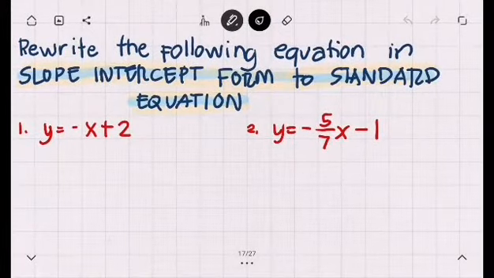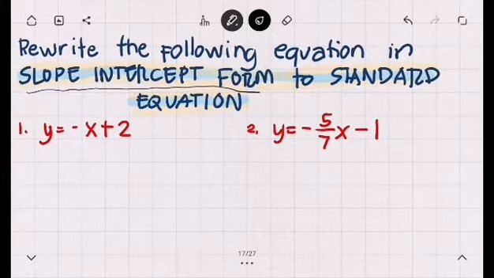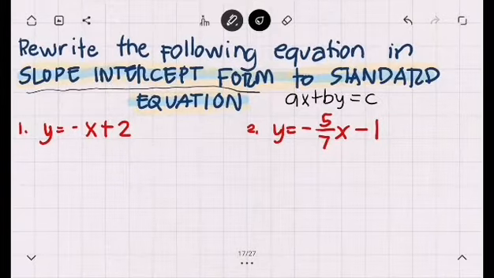So, this time, let's do the opposite of what we did dun sa ating first 3 examples. So, this time, ang given naman ay slope-intercept form. So, isusulat natin siya in standard form or in the form of ax plus by equals c. So, take note na yung ating coefficient ng x at y, kung saan yung a at b, dapat ito ay maisulat natin in an integer form. So, dapat it's either positive or negative number na integer.